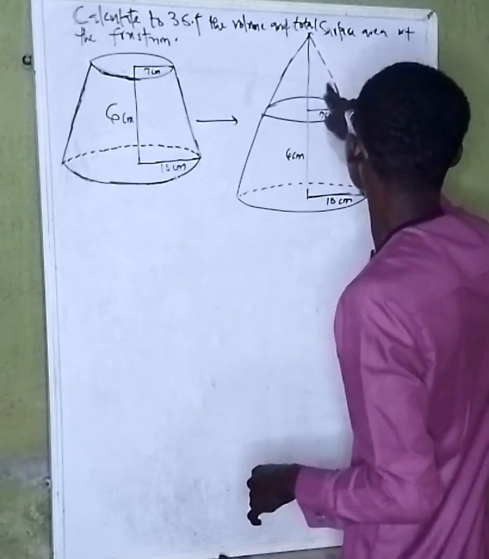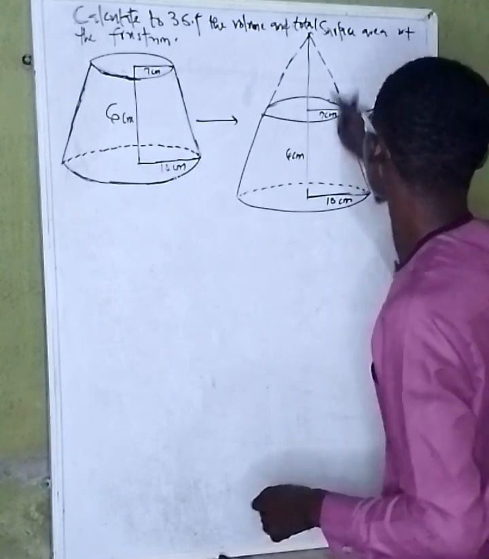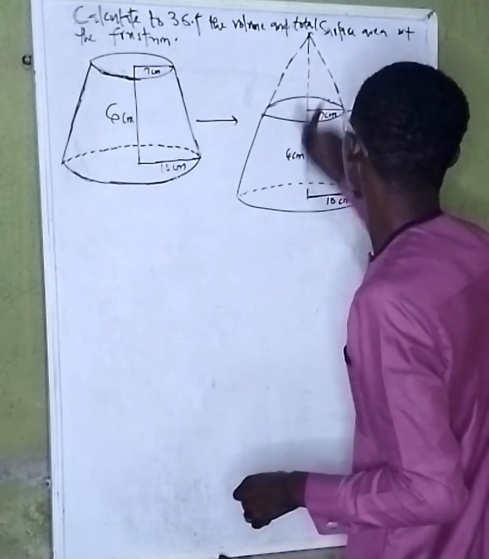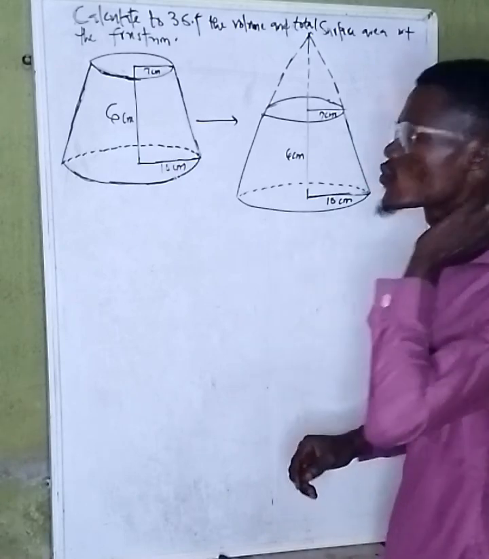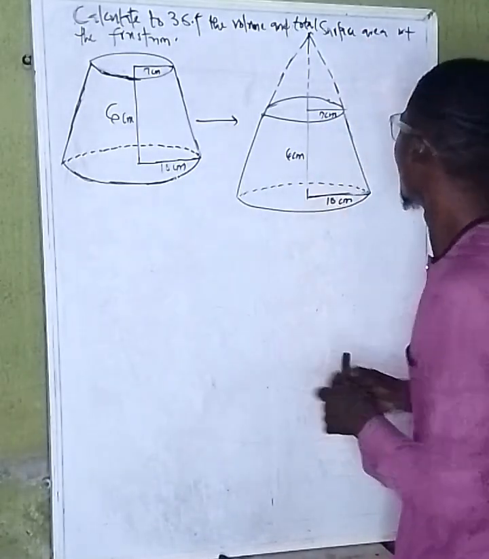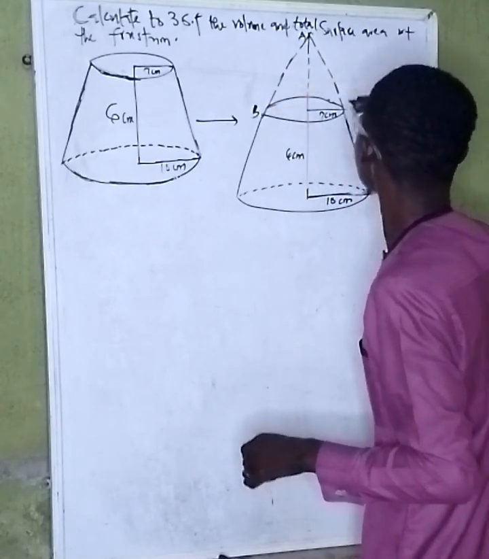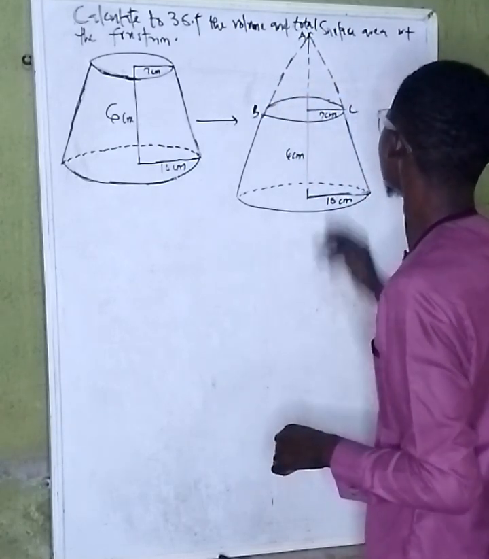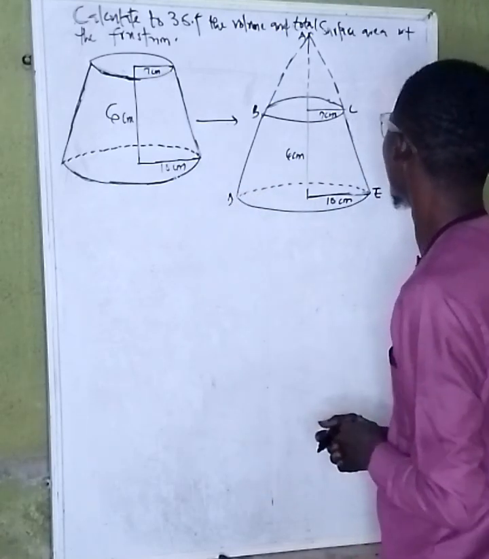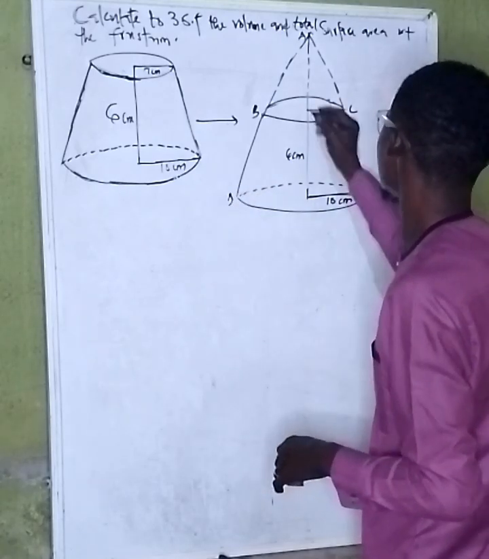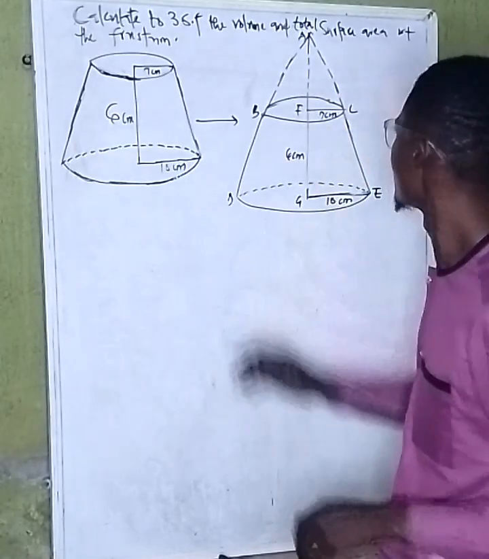Now, this is a complete cone. And also, if we look at it very well, it means we are having two cones on the board. This is one cone, A, B, C. Another one is A, D, E, which is the bigger cone. If this is our E, let's say this place is our F. This place is our G. Alright, now we can continue.